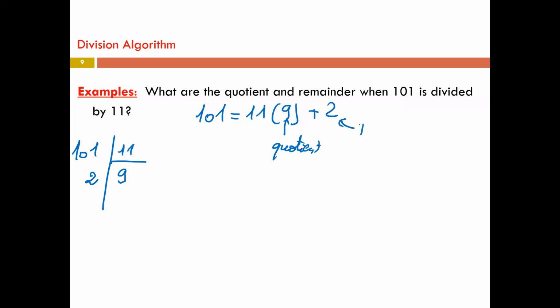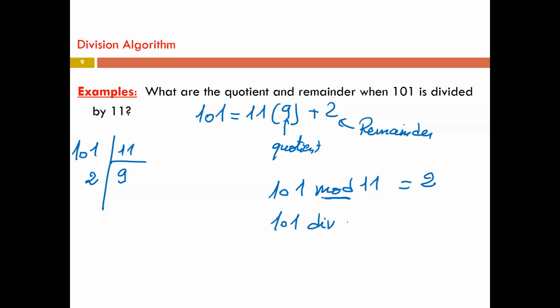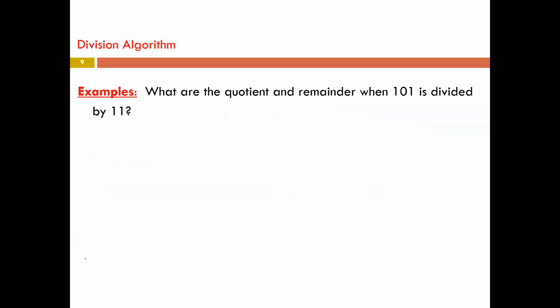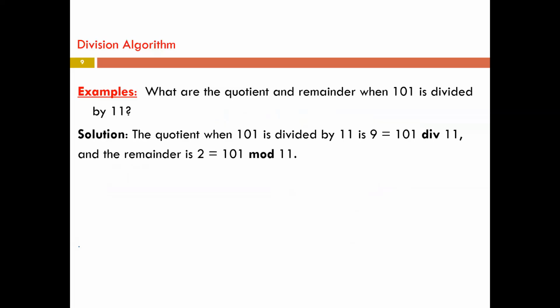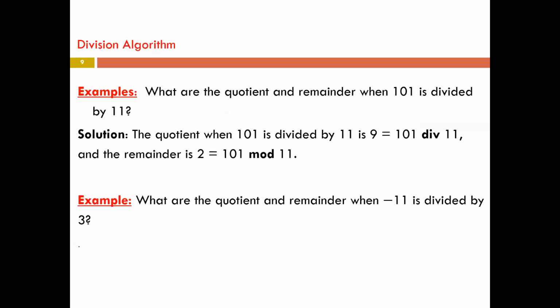This is the remainder. So we can say that 101 mod 11 is, mod here meaning remainder, 2. 101 div 11 is 9, the quotient. So for positive integers, when A is positive, this is easy. It's a bit more complicated when A is negative.